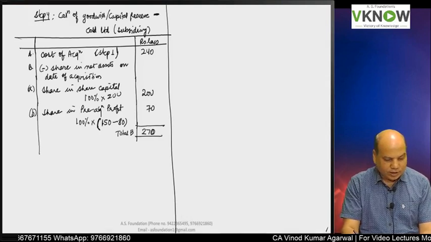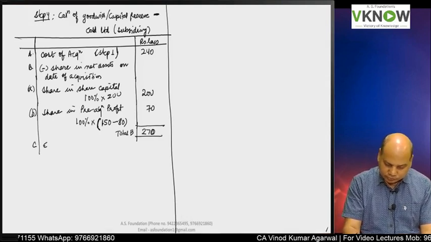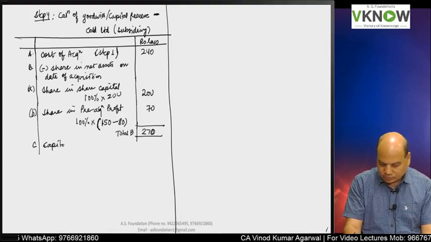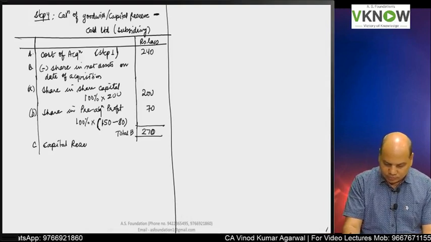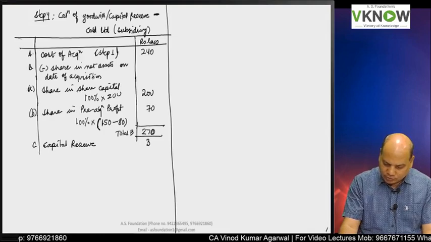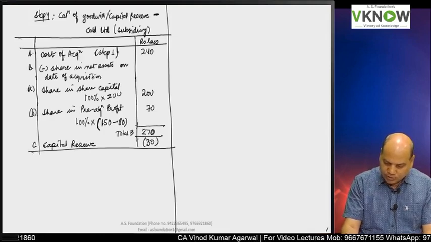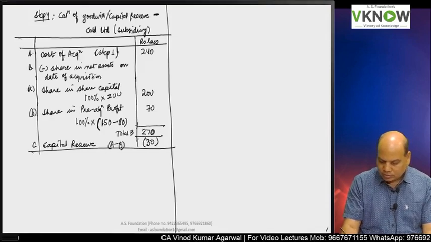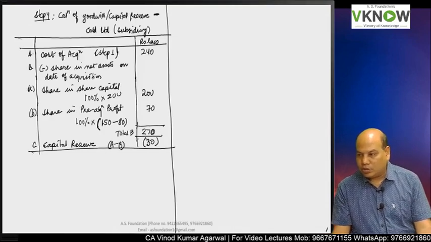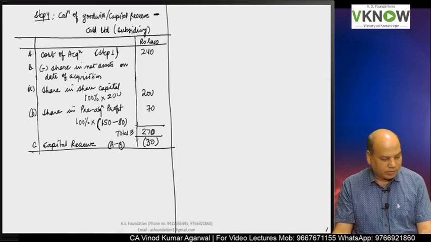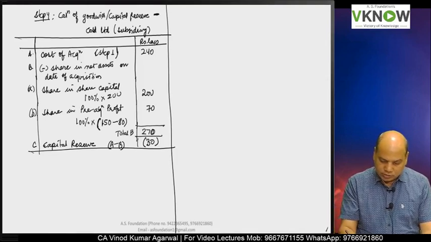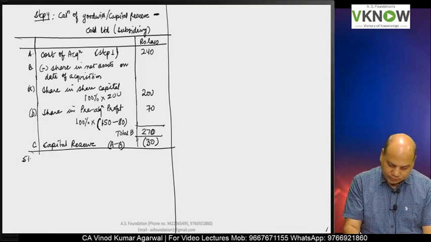So this time we have a capital reserve. Capital reserve 30. If I do A minus B, capital reserve in case of Coal Limited is 30. Is it right? Then you write down step number 5.